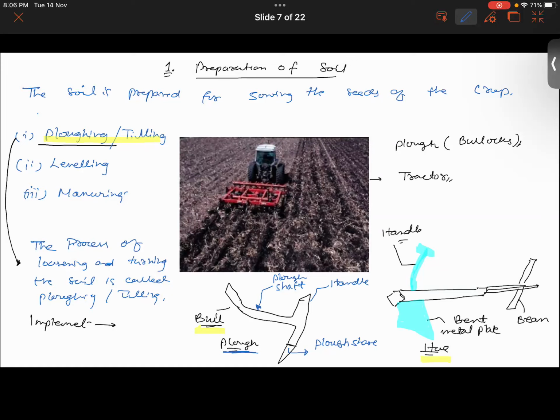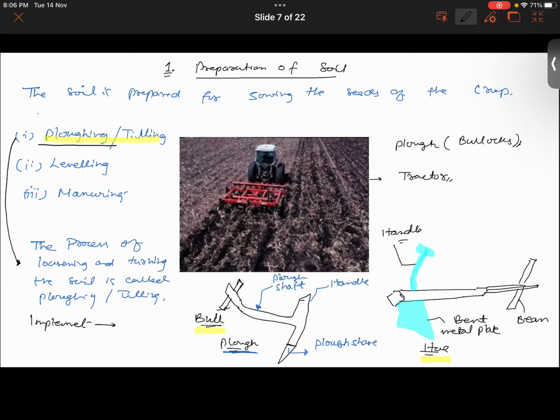So this is the usual structure of a plough. This is the end that goes into the soil. And then you have another beam attached over here, which goes over to the body of the bulls. So this is how it is pulled in the soil. Such a simple structure. Then you have this hoe.